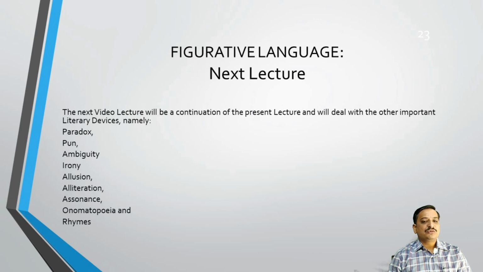With this, we come to the end of today's lecture. The next video lecture will be a continuation of today's lecture and will further deal with the other literary devices, namely paradox, pun, ambiguity, irony, allusion, alliteration, assonance, onomatopoeia, rhymes, and others.